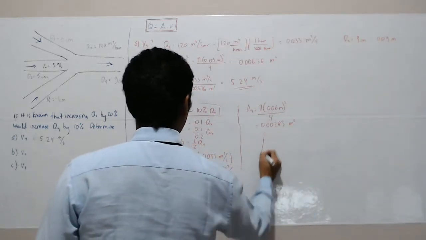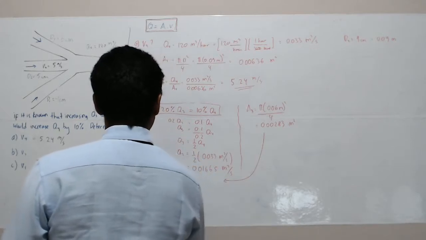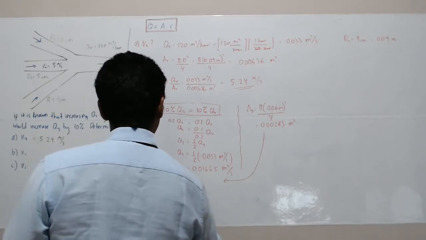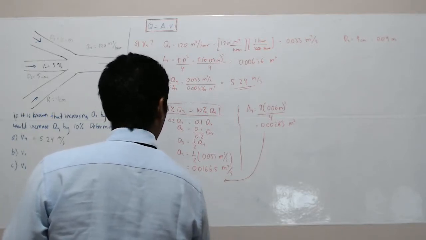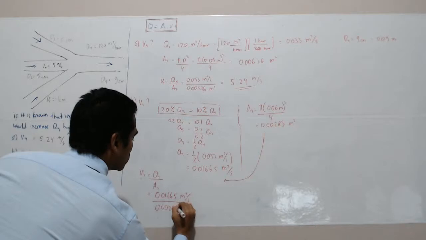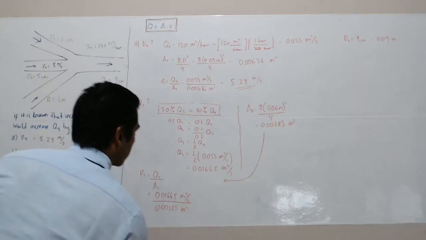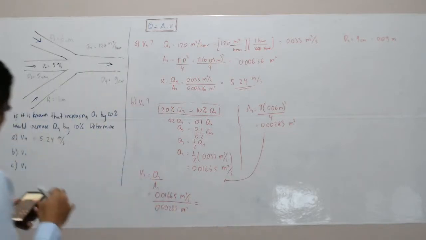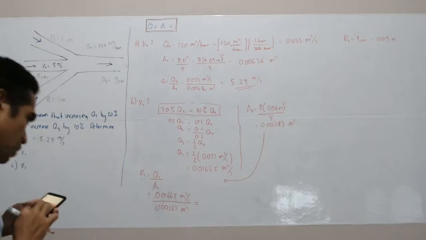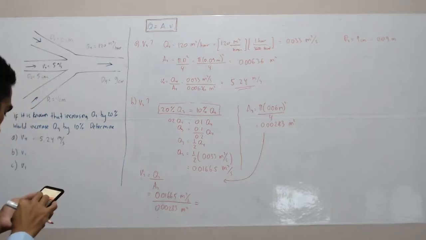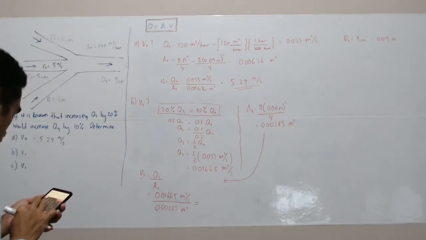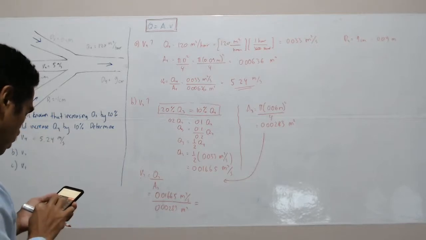Now if we put it here, it's equal to 0.01665 cubic meters per second over 0.00283 square meters. It's equal to, wait a second, 0.01665 divided by 0.00283.